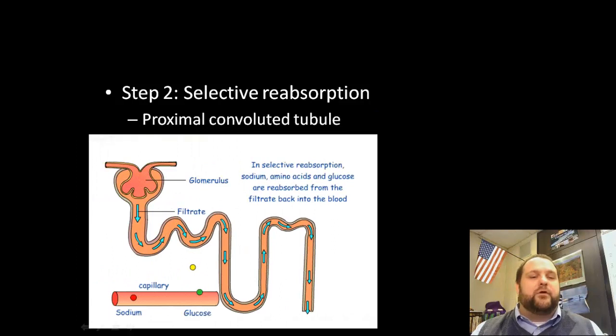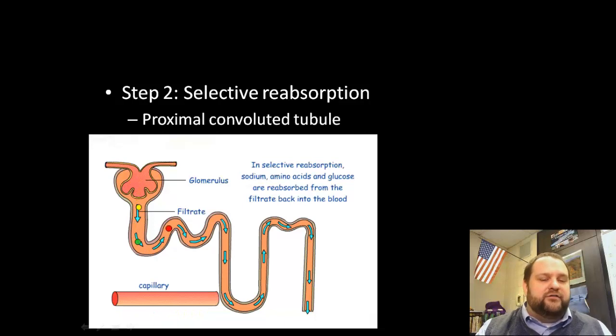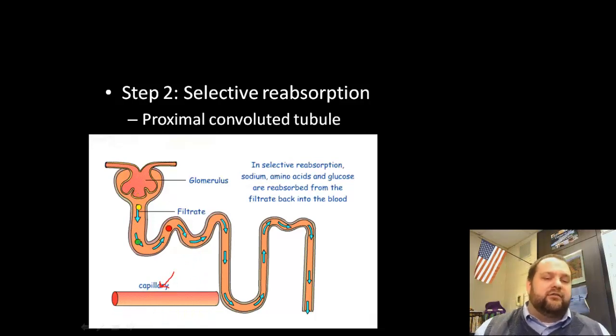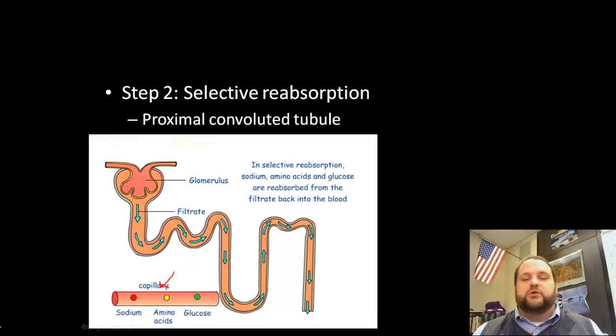So this happens in the proximal convoluted tubule. And if we look, there's our glomerulus and there's our proximal convoluted tubule. And as we see these different things here, they are going to move across. So what happens is as our filtrate moves down, when it gets into the proximal convoluted tubule, anything we want to keep is going to get reabsorbed into our capillary system, or into the blood flow that sort of wraps around this glomerulus. So things that we're going to keep are going to be things like sodium, glucose, and amino acids. So that's step 2. We're going to reabsorb things that we want to keep in our blood.